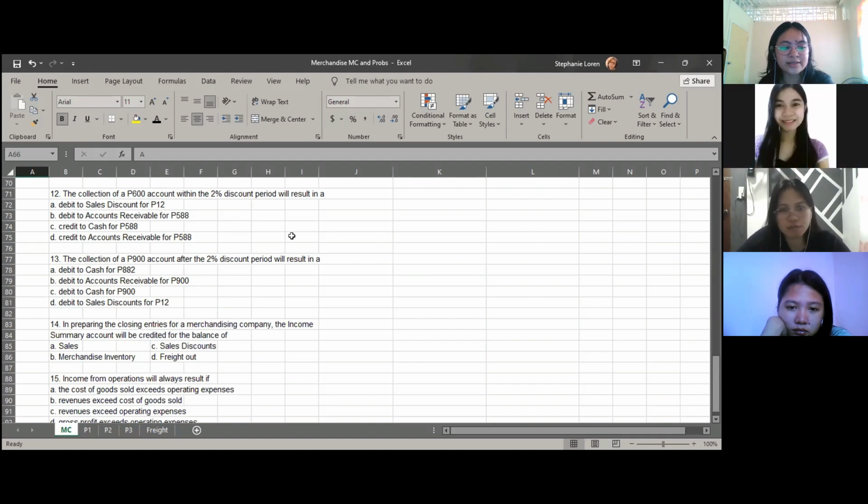Next question. The collection of a 600 peso account within the 2% discount period will result in A. Debit to sales discount for 12 pesos. B. Debit to accounts receivable for 588 pesos. C. Credit to cash for 588 pesos. Or letter D. Credit to accounts receivable for 588 pesos. So you could start dropping your answers now.